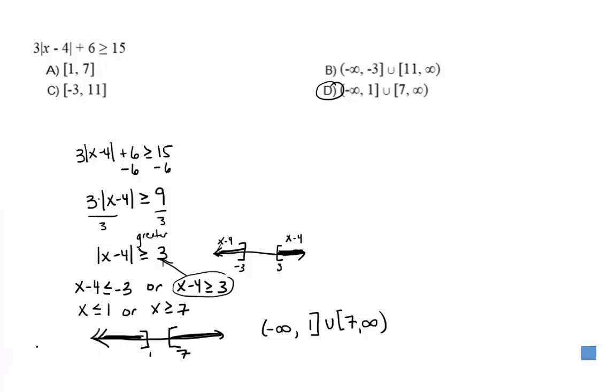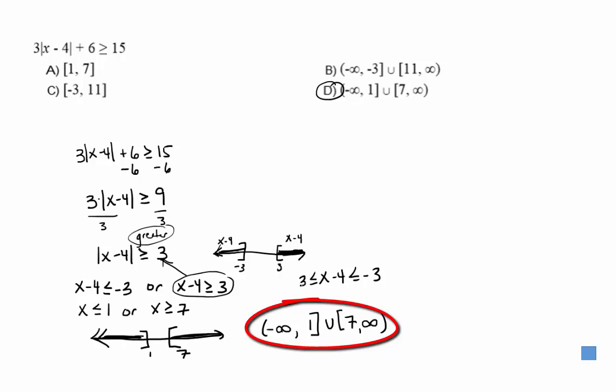Okay. When you have a greater than situation, you cannot combine it into one inequality because what happens is that you have something weird. Look, if I put it together into one inequality, 3 is not less than negative 3. That's illogical. It doesn't make sense.